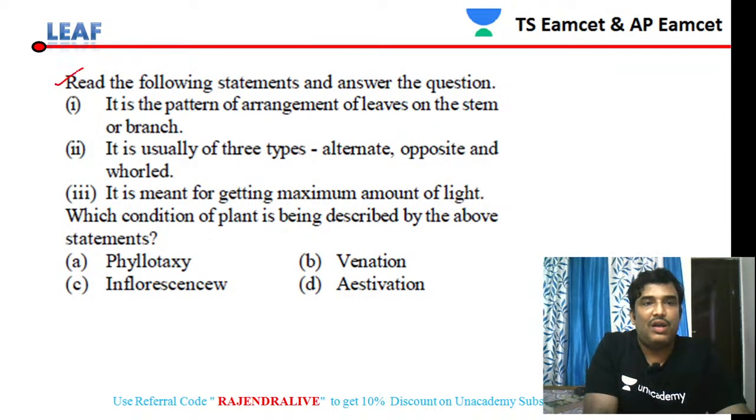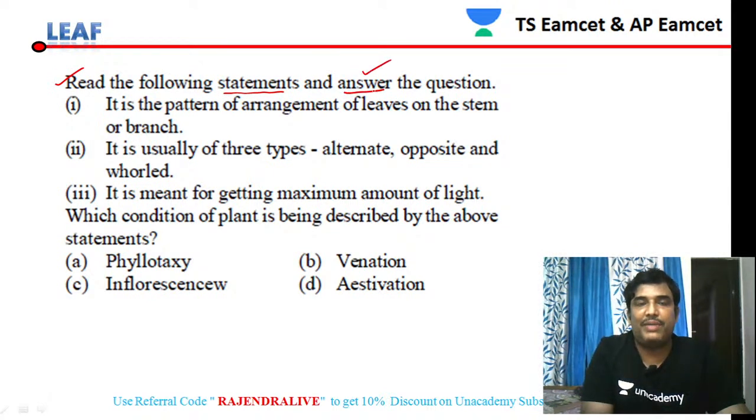Next question. Read the following statements and answer the questions. It is a pattern of arrangement of leaves on the stem or branch. What is such a condition called? It is called phyllotaxy. We were discussing the same thing, right? The arrangement of leaves on the stem is called phyllotaxy.